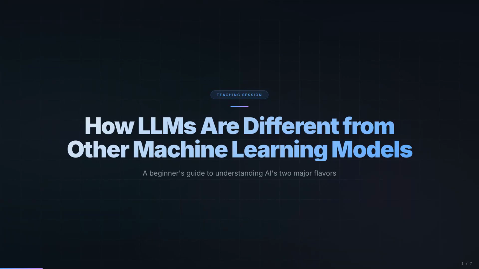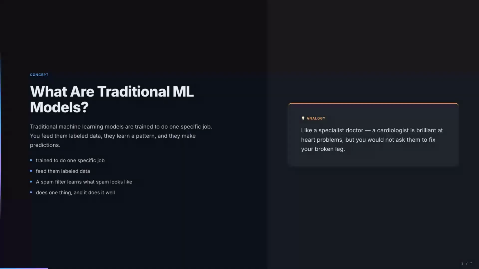Traditional machine learning models are trained to do one specific job. You feed them labeled data, they learn a pattern, and they make predictions. A spam filter learns what spam looks like. A loan approval model learns who repays loans. Each model is narrow. It does one thing and it does it well. Think of it like a specialist doctor. A cardiologist is brilliant at heart problems, but you would not ask them to fix your broken leg.